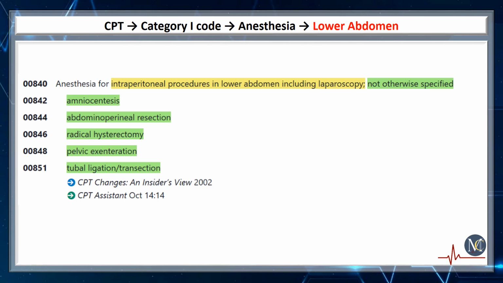Next code is 00851 tubal ligation or transection. Tubal ligation is a surgical procedure for female sterilization which involves severing and tying the fallopian tubes. The word transection is a surgical procedure where a transverse cut or division is made. The provider performs anesthesia services for an intraperitoneal procedure in the lower abdomen, including laparoscopy and tubal ligation or transection.